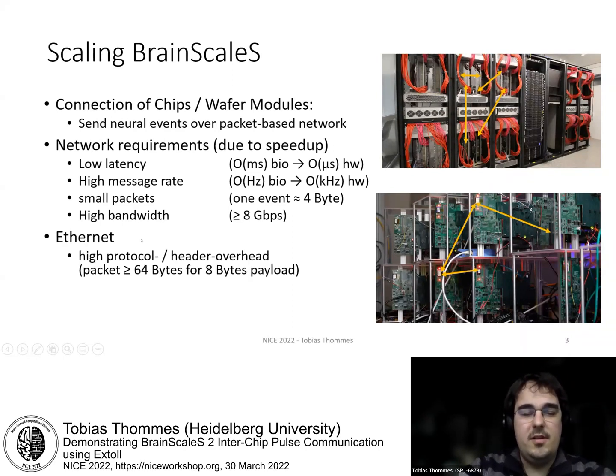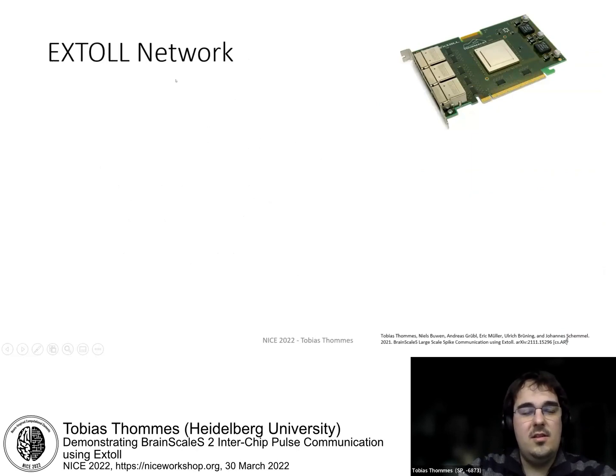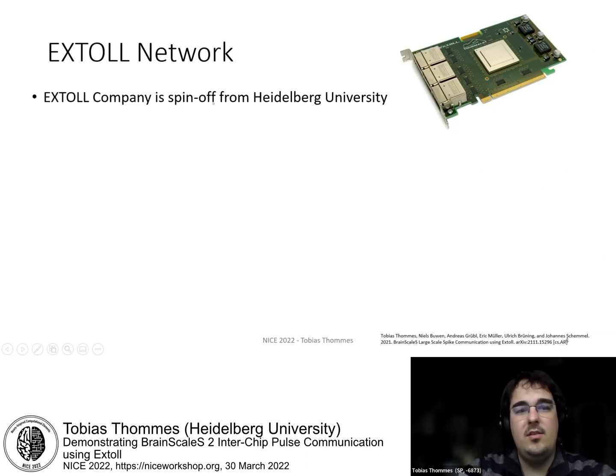An Ethernet network is not so well suited for this, because it has rather high protocol overhead. For 8 bytes of payload, we need at least 64 bytes of transferred data per packet. Of course, these packets can be much larger, and then it becomes better. An alternative would be InfiniBand, but this is proprietary hardware and IP with limited access for us. So we found a viable alternative with the EXTOLL network, which was developed at the University of Heidelberg and is now a spin-off company.